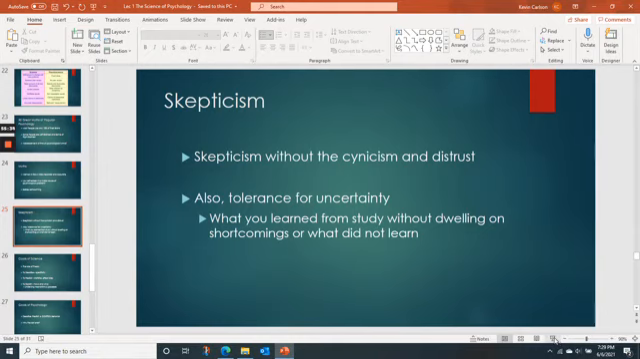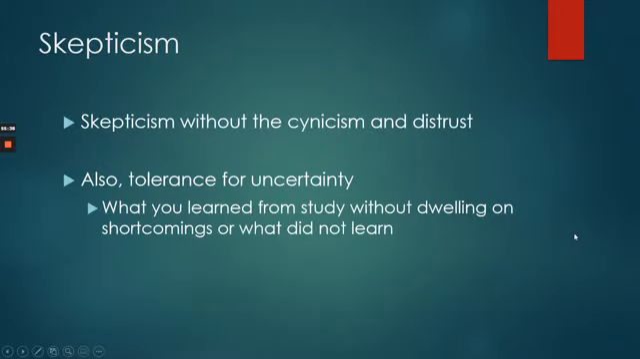And the thing about science and pseudoscience is that in science we want to be skeptical, but what skeptical means is that we're not cynical and distrustful. It means that we want to understand evidence. We want to have rationality.